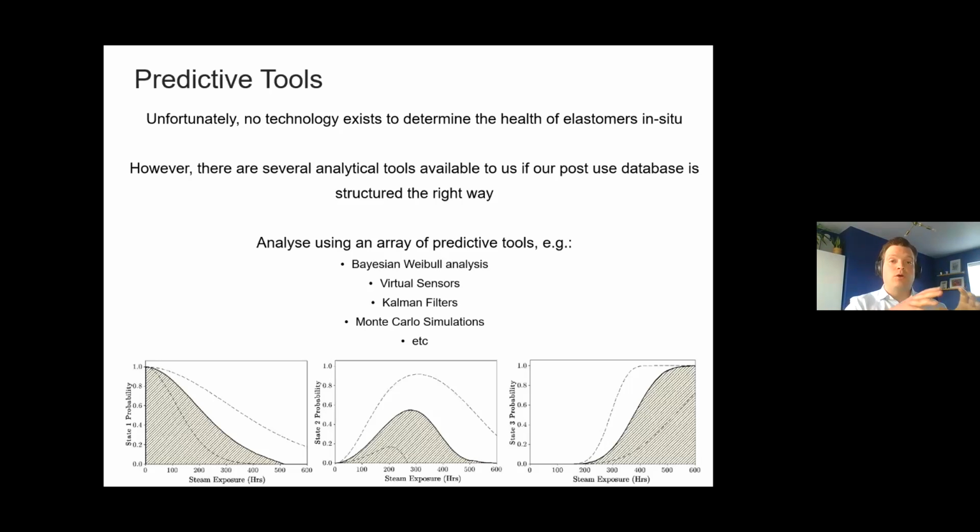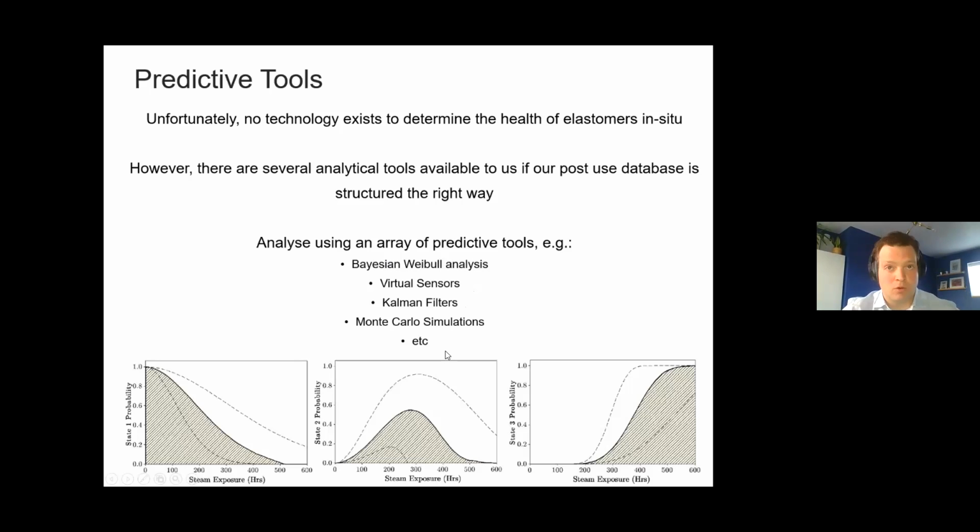And I also want to have the process conditions that elastomer was exposed to when it was in service. So how many hours of steam or how many hours of CIP or buffer or whatever the case might be. If I have a database in that format, the world is my oyster in relation to the analysis tools that I can use. And these are state-of-the-art tools. I can use an array of predictive tools, so Bayesian Weibull analysis, virtual sensors, Kalman filters, etc.